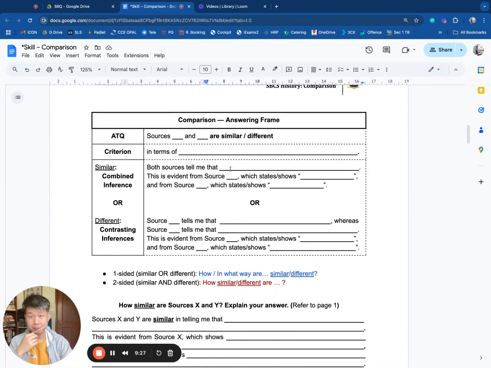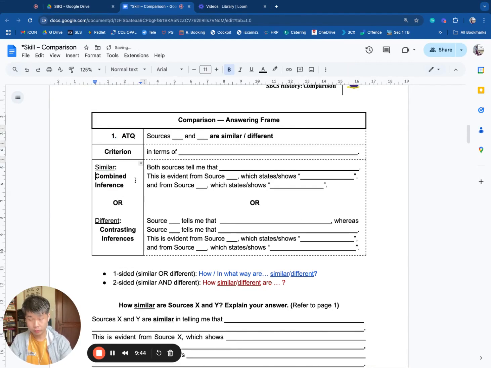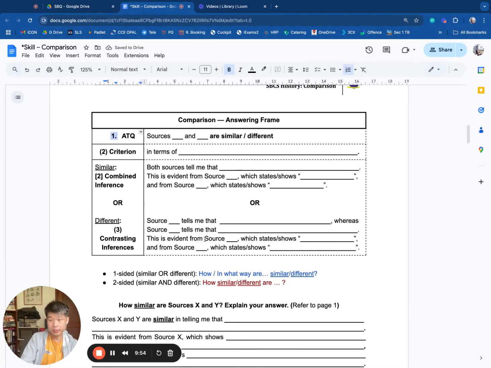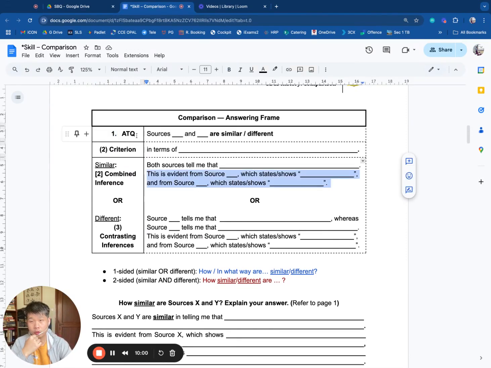This is the frame. This is the frame of responding to a comparison question. You start with ATQ, that's the first step. And then for similarity, you jump straight to the combined inference. Or, if you're going for difference, you go for the criterion first and then the contrasting inferences. So this looks a bit confusing. I will explain it later when we write it out. But for similarity, you go from ATQ to the combined inference. For difference, you must go through ATQ, criterion, and contrasting inferences.